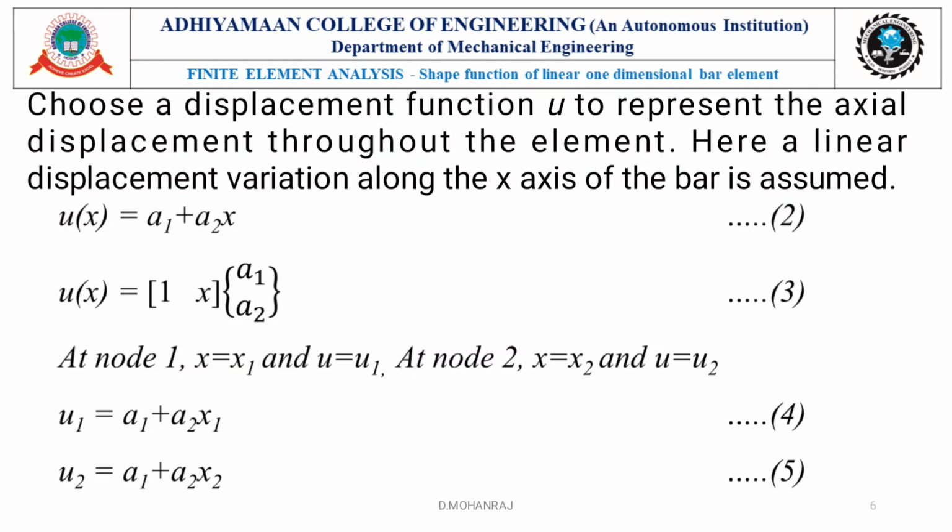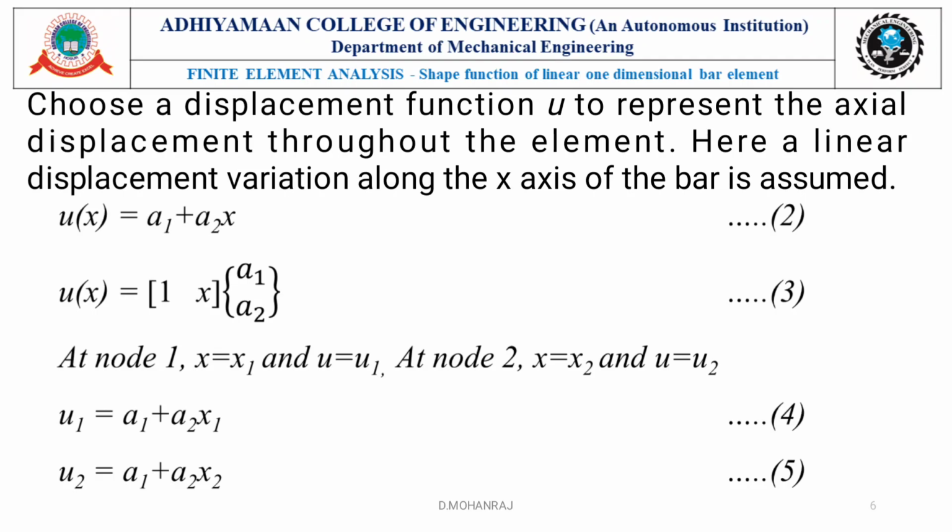Now we need to choose the displacement function, which is represented by u here, and this u will give the axial displacement throughout the element length. Here we are going to choose the linear displacement model, and for that we use the linear polynomial equation from equation 1, that is u of x is equal to a1 plus a2x. So the order of the polynomial here is 1, and this is called the linear polynomial equation.